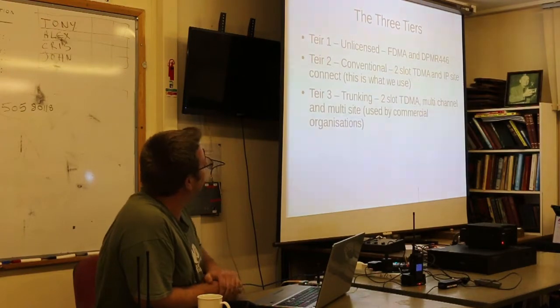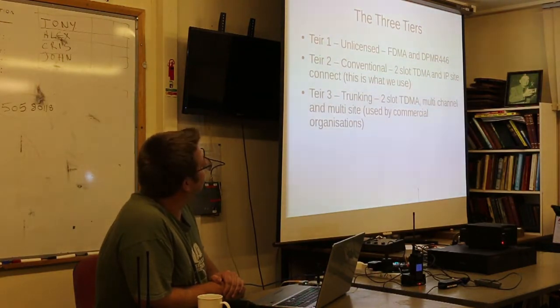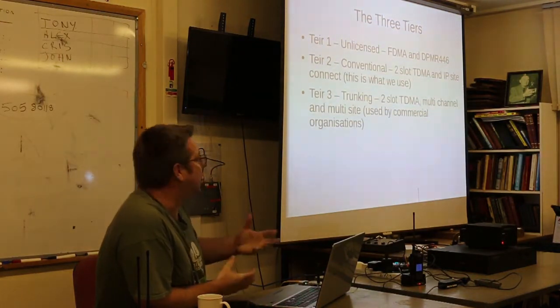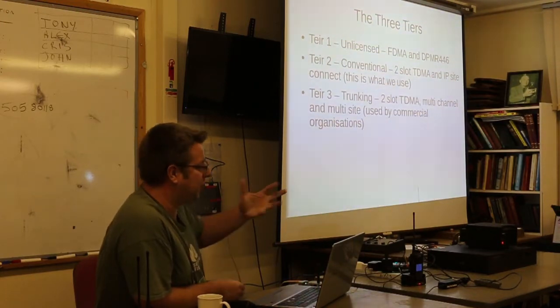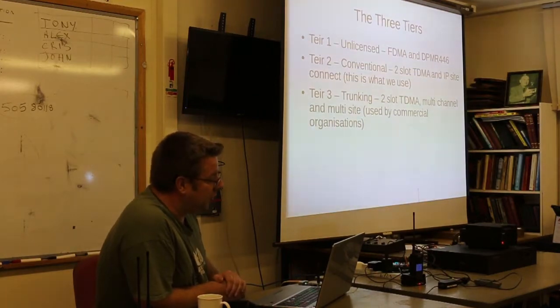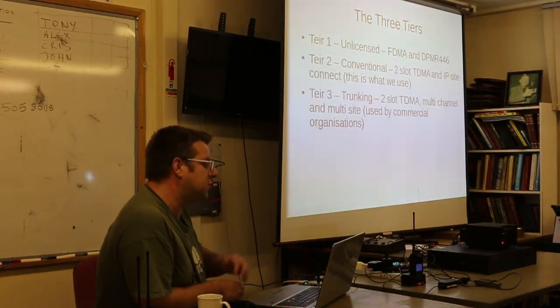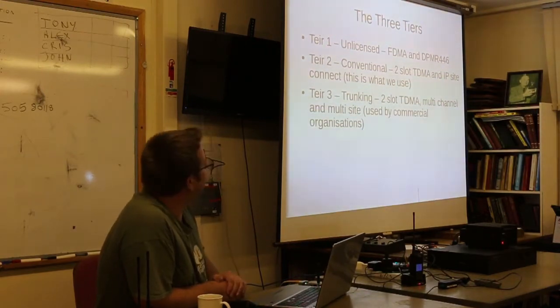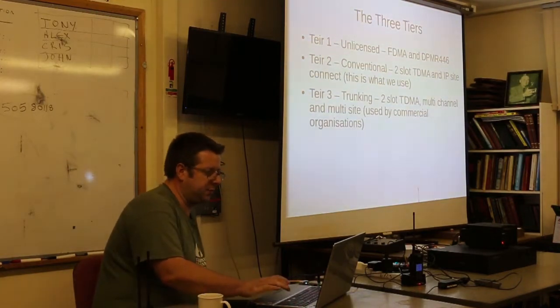TDMA, which is a form of multiplexing, and IP site connect, which is how we use IP, internet protocol, using the internet and other gateways and RF links to spread this network around. Tier 3, which is what we don't use, but I've got it on here anyway, is trunking. It's very similar to Tier 2, it's just got all the extra trunking features in there, which is used by the communication industry and other organisations.